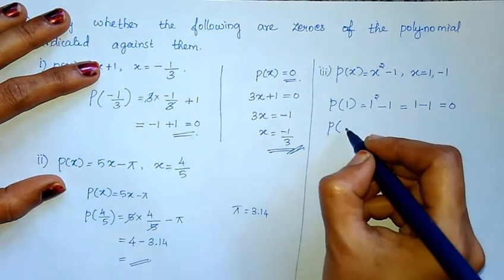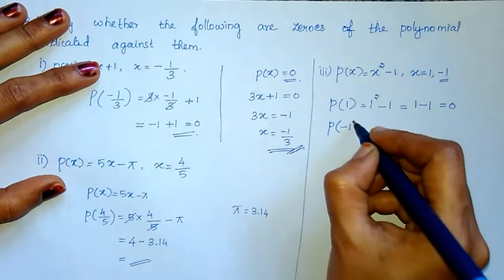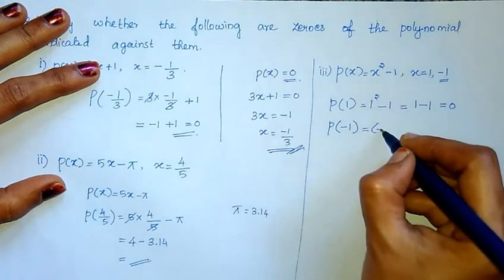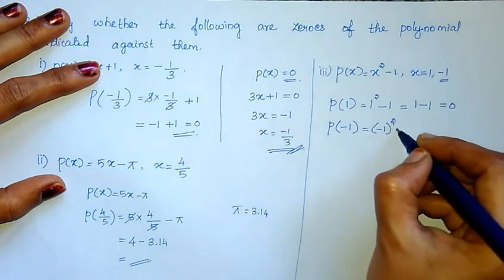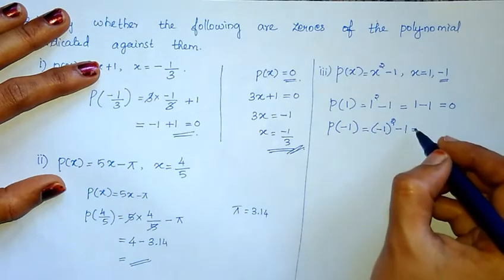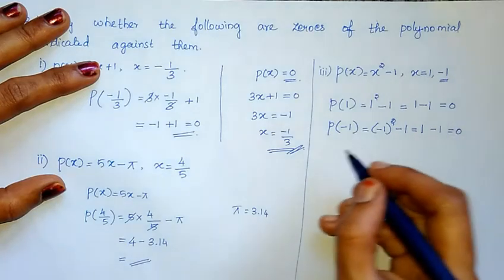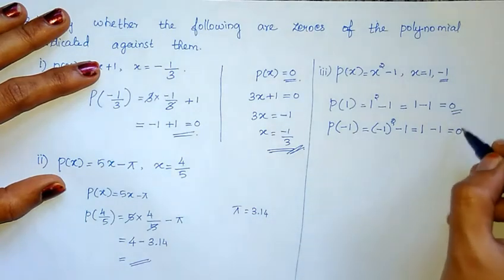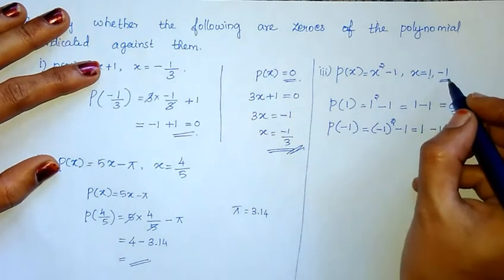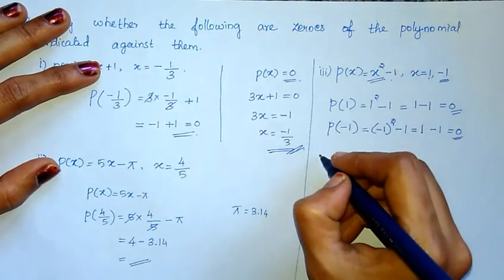Now, in the place of 1 we have to apply second value, that is minus 1. So, p of minus 1 equal to, here in the place of x we have minus 1 square minus 1, which is equal to, minus 1 square is minus 1 into minus 1, that is plus 1 minus 1, which is equal to 0. So here we got 0 in both the cases. So we can conclude that 1 and minus 1 are the zeros of the polynomial p of x.